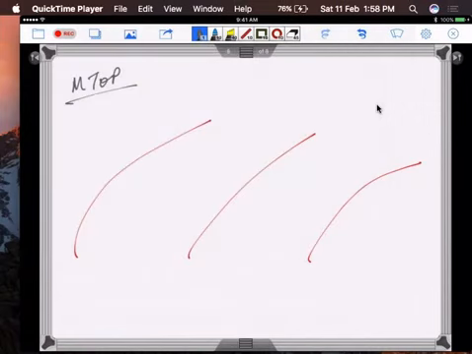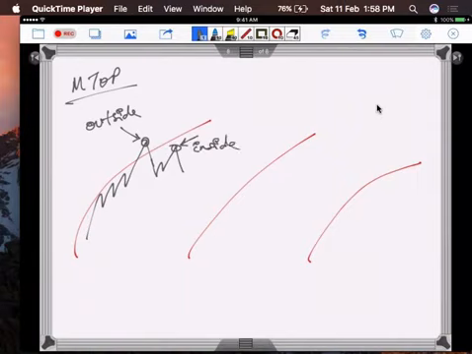M top is a scenario where the market is in an uptrend and makes a high outside the band. The red one is your Bollinger upper band. The gray one is your price. Price is in an uptrend, goes outside the band and makes a top. Next, it comes within the band and makes a next high which is inside the band. So this top is outside the upper band, this top is inside.